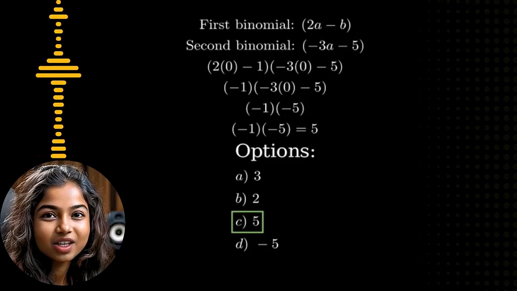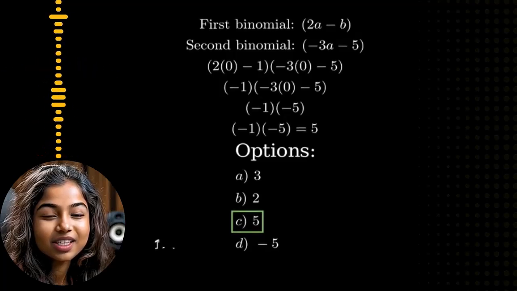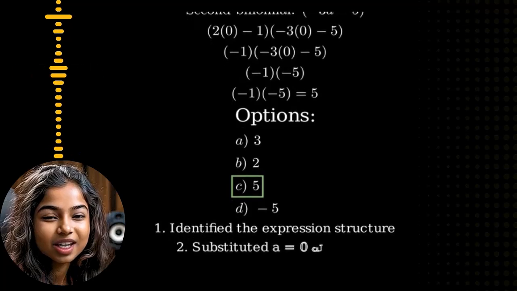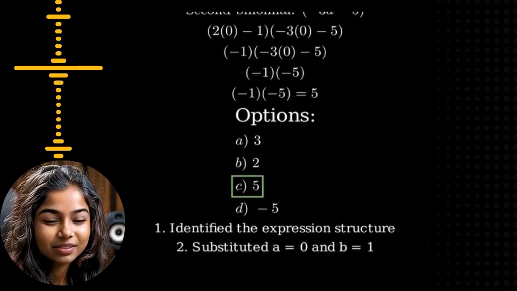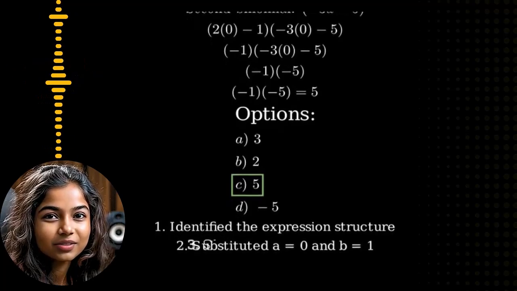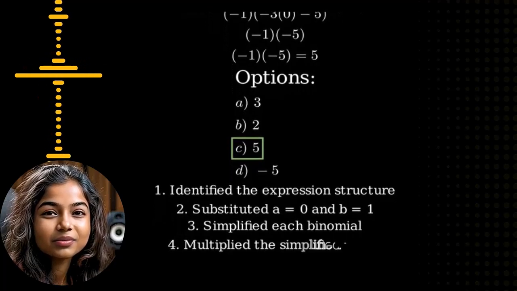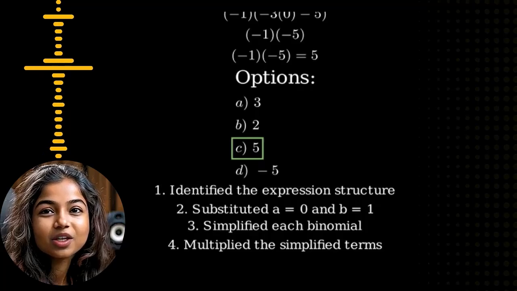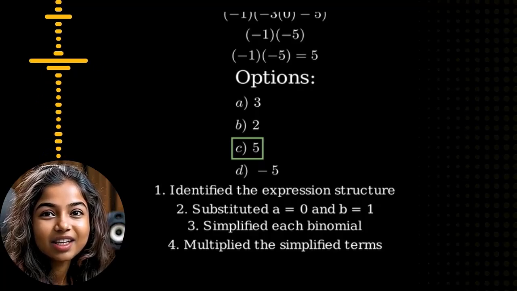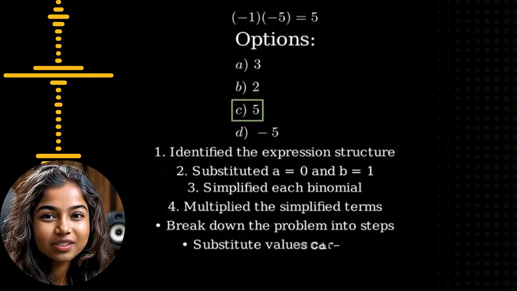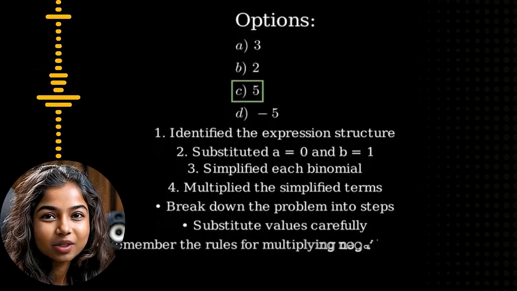Let's review the key steps we took to solve this problem. First, we identified our expression as a product of two binomials. Then we substituted a equals 0 and b equals 1 into both binomials. Next, we simplified each binomial separately. Finally, we multiplied the resulting numbers together to get our answer of 5. Remember, when solving these types of problems, it's important to take it step by step, carefully substitute the given values, and pay attention to the signs when multiplying negative numbers.